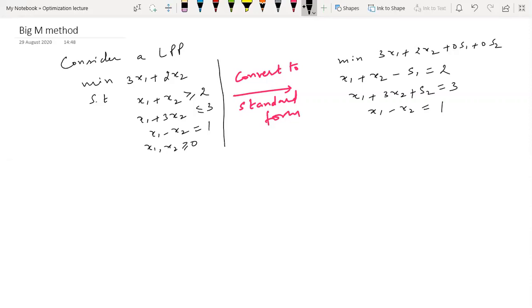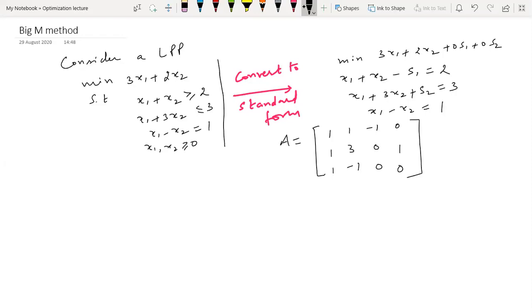Okay, so if we write a matrix here, my column for x1 is 1 1 1, column of x2 is 1 3 minus 1, then column of s1 is minus 1 0 0, and column of s2 is 0 1 0. That's it.